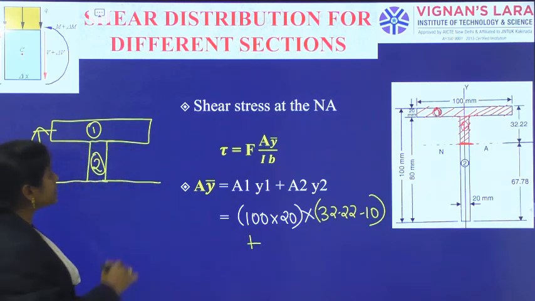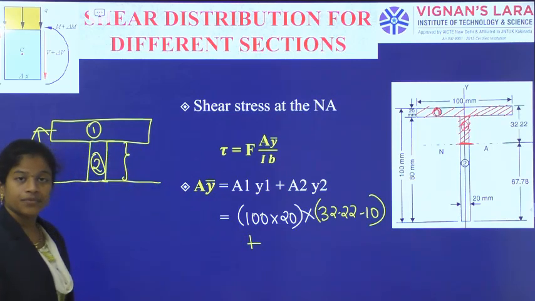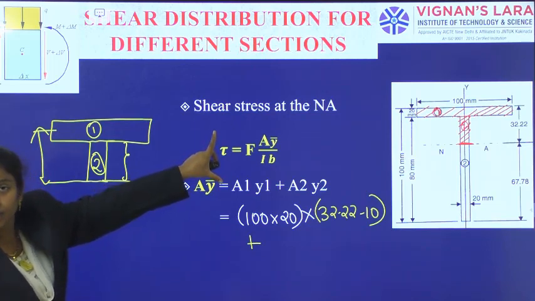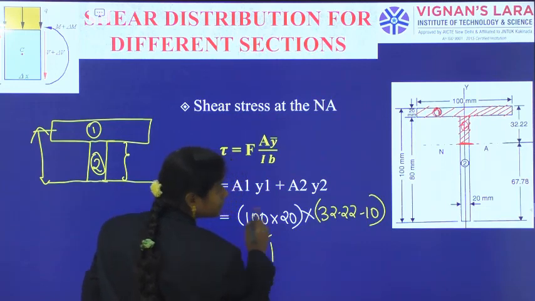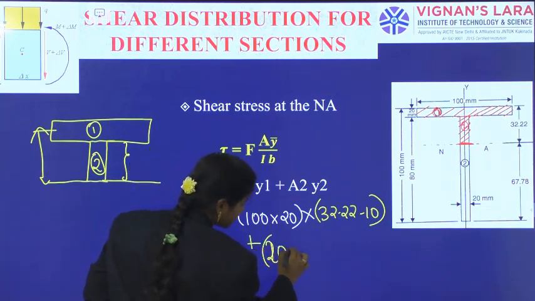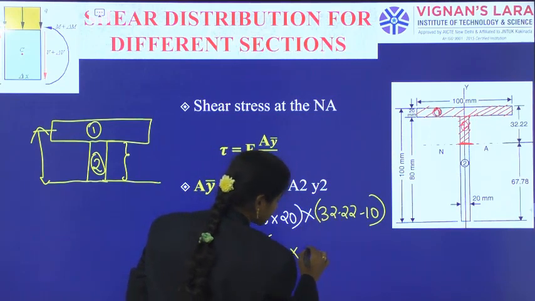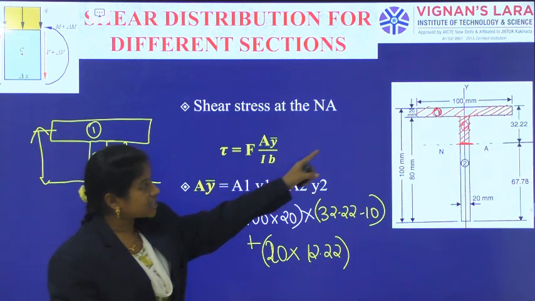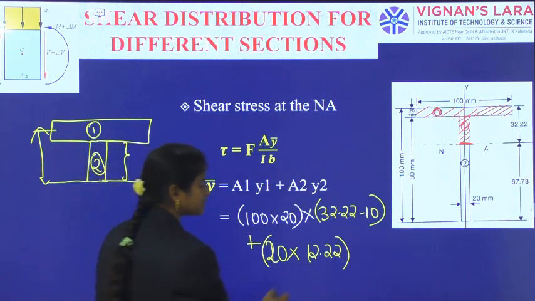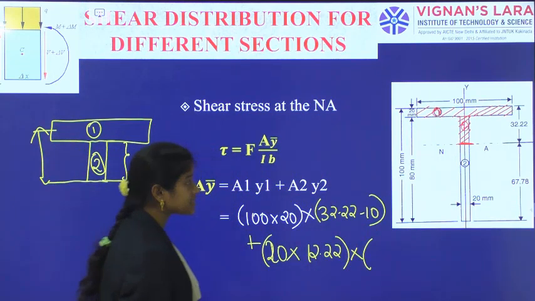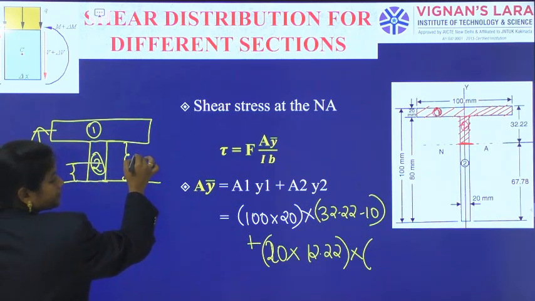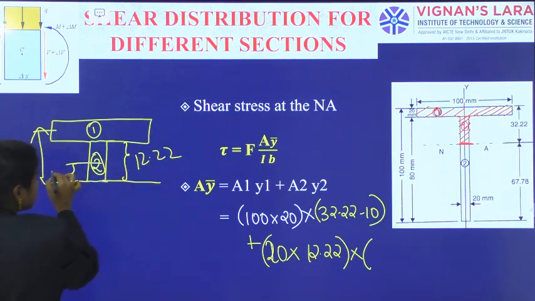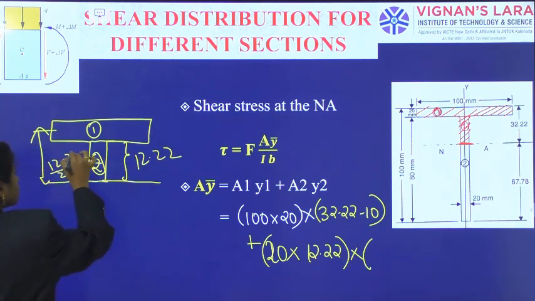Okay, next area. How much area is left here? This portion's area. What is the height? In total 32.22 minus this height, that is 20. And width is 20. So, b 20 into depth 12.22. In this way I am calculating the measurement and multiplying it with the distance from the centroid. So this is 12.22, so it will be half of 12.22.